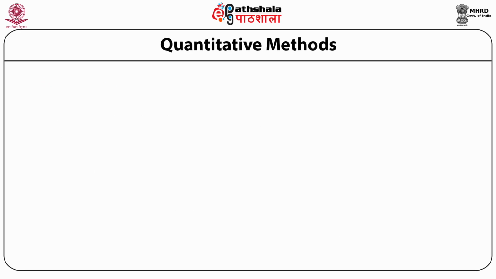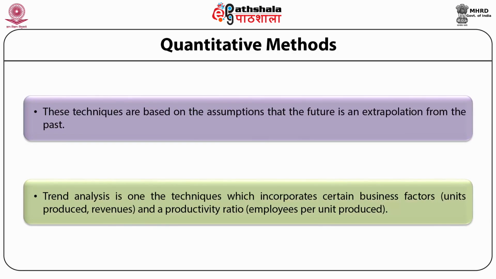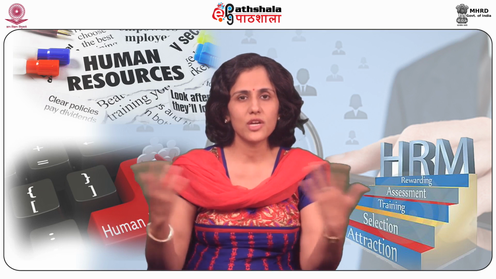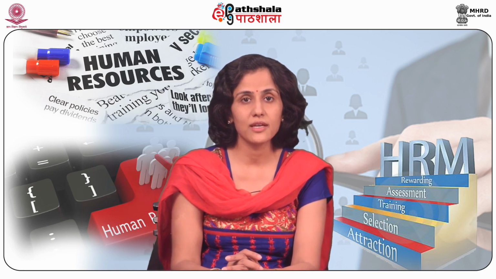Quantitative methods. Now we shall be taking care of what the quantitative methods are. These techniques are based on the assumption that the future is an extrapolation from the past. Trend analysis is one of the techniques which incorporates certain business factors, like units produced and revenues, and a productivity ratio, that is the employees per unit produced. Trend analysis. Now, trend analysis is one of the quantitative methods of doing human resource planning.